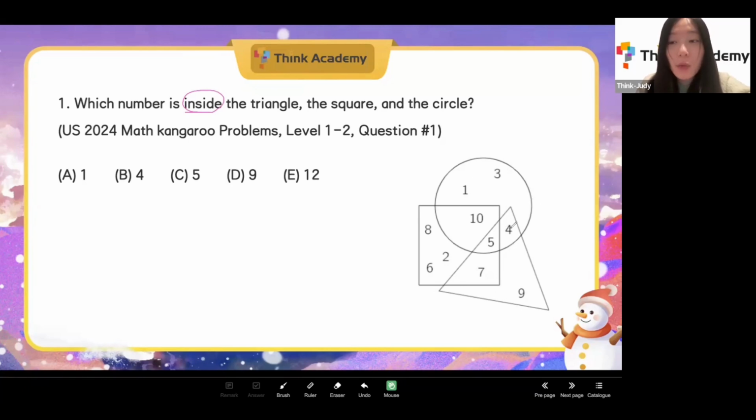Great. From the triangle, we have 4, 5, 7, and 9. But also, which number appears in the square as well? 5 and 7. And it's also in the circle, which is only 5, right? So in this case, we know the number is 5. So for this question, we need to know the different shapes here. And we also need to know the requirement is the number inside all of the three shapes, which requires us to observe very, very carefully. Understand? Good job.